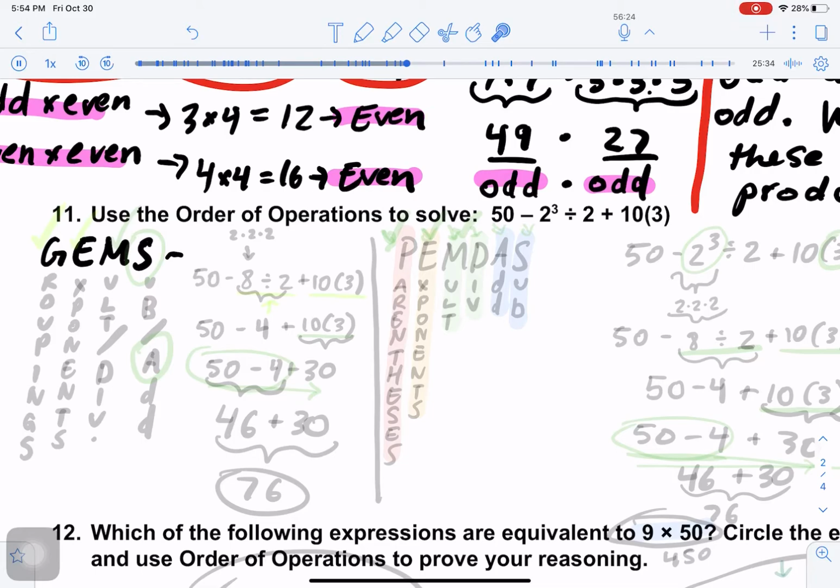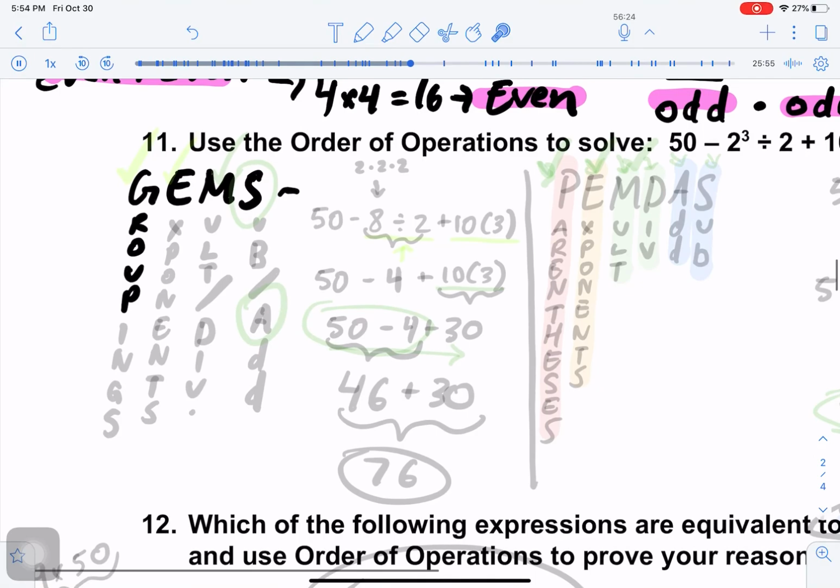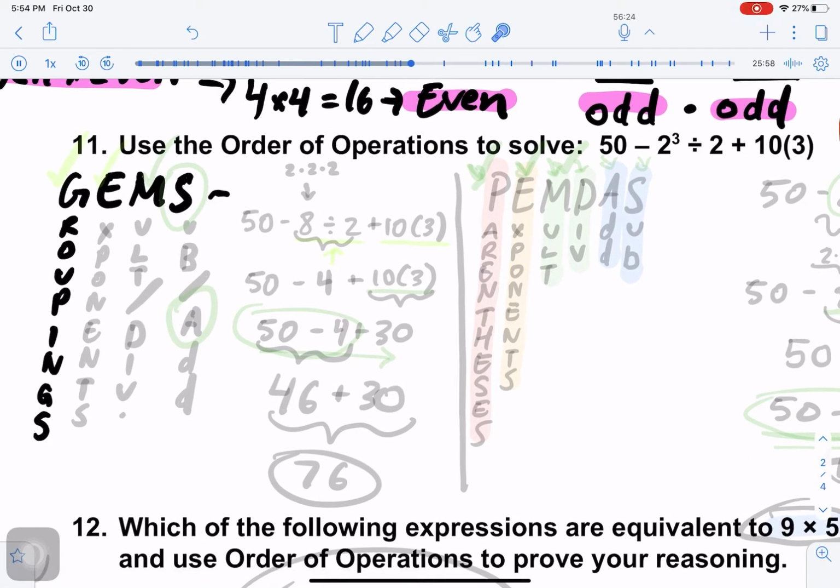I'm going to go ahead and start with GEMS first. So if you are someone who's more familiar with PEMDAS, you can skip forward a couple of seconds and see the PEMDAS explanation. If you use GEMS, we're going to get started with it. Now, just as a reminder, G stands for any groupings that we see, so this is anything in parentheses. E is for exponents. M is for multiplication and division. And S is for subtraction and addition.